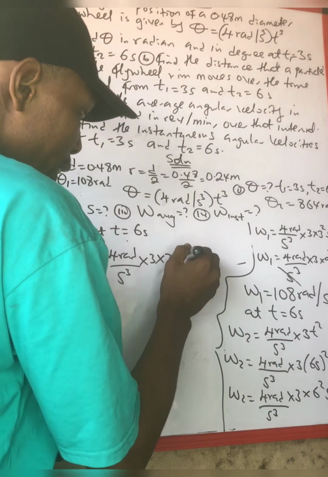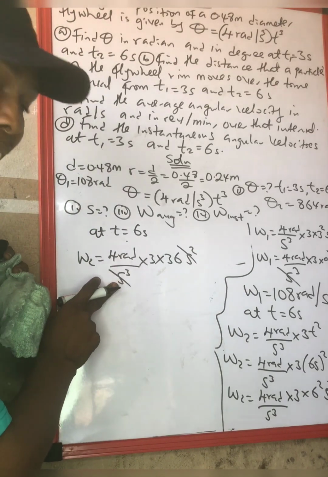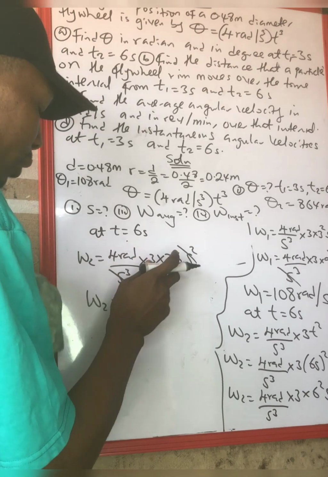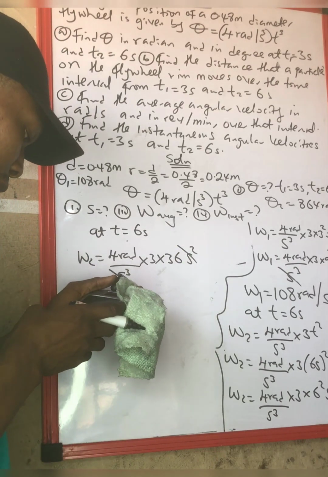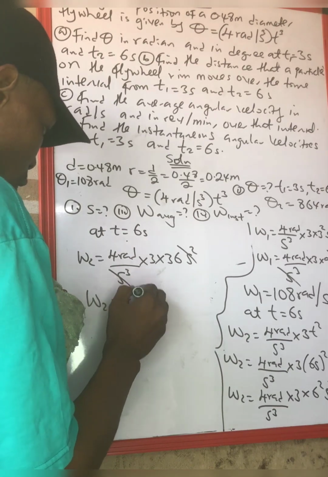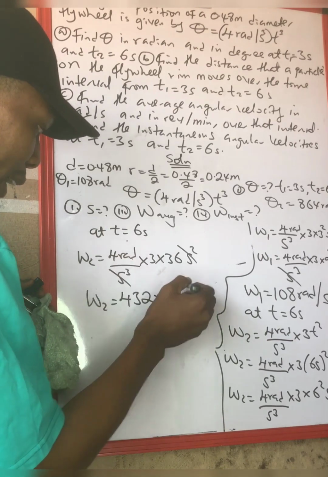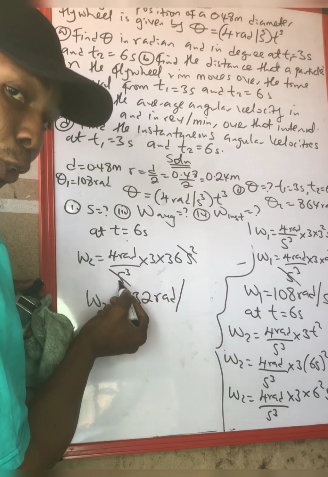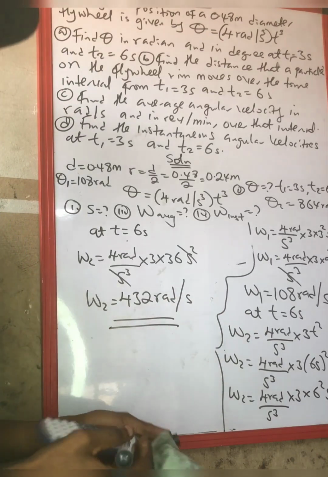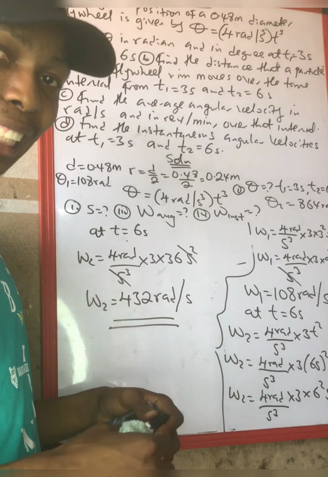So w2 equals 4 rad over second cube times 3 times 36, then second square. This can cancel out this, and we will be left with just a second. So our w2 is going to give us 4 times 3 times 36, which is 432 rad per second. So that is our answer. Then we can move straight to the next question.